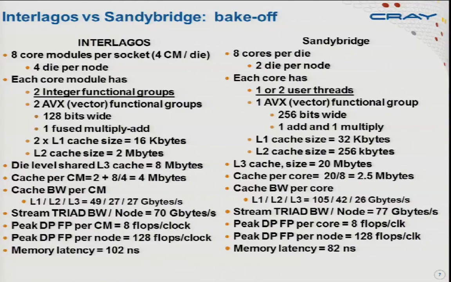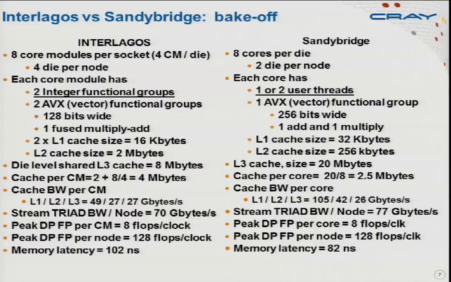On the Sandybridge, its cache per core is basically 20 divided by 8. And I don't add in the L2 cache because A, it's relatively small, and B, they're not exclusive. Whatever's in an L2 cache has to be in the L3 cache. So total cache per core is going down a little bit, but it's still a respectable 2.5 megabytes.